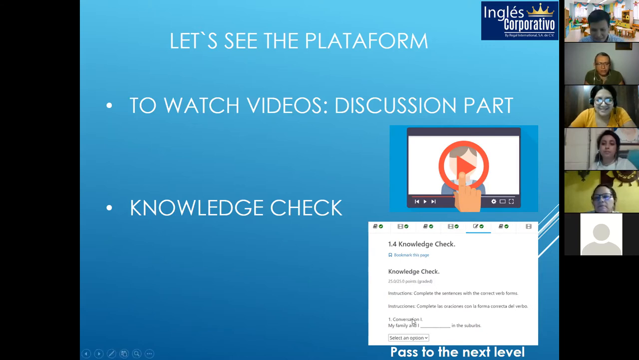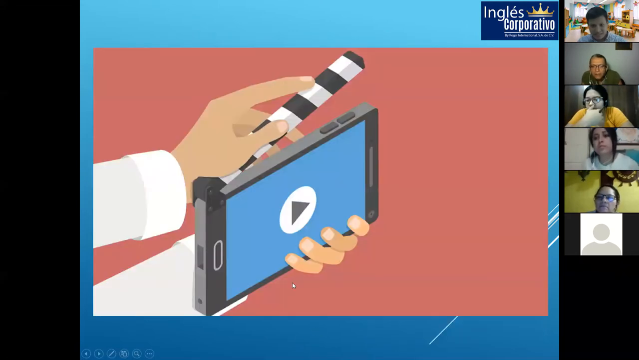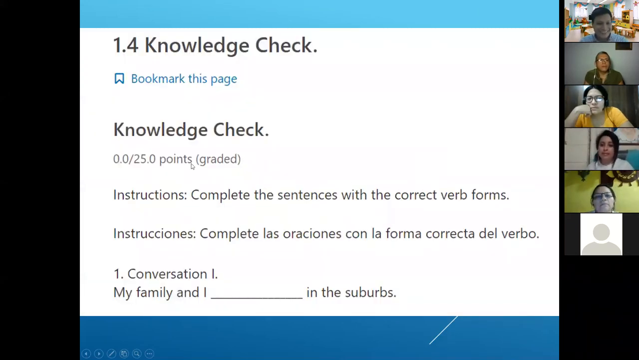De conocimiento. For example, here it says, my family and I. Here you're going to find the verb be or a verb, I don't know, in this section. Select an option. You have to choose the correct one. Tienen que elegir la que ustedes consideren que es correcta, right? Okay, students. That's the video, but we don't have time for the video. Okay, that's the knowledge check.